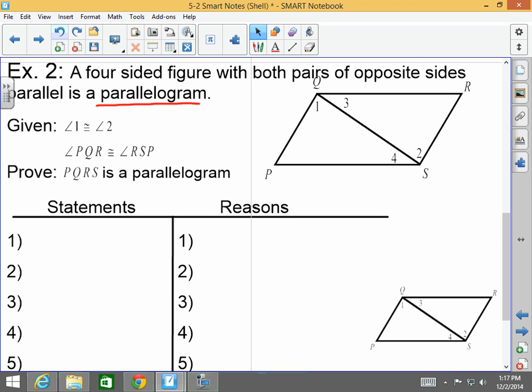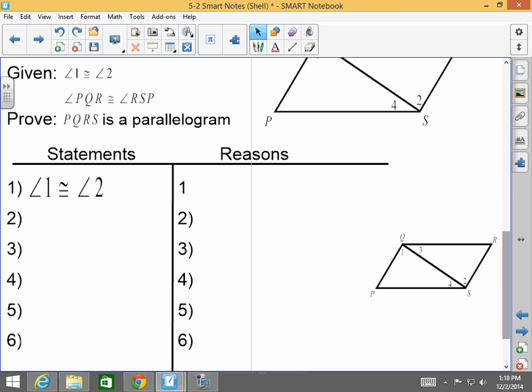I want to prove that PQRS is a parallelogram. And I give you that angle 1 is congruent to angle 2, and that angle PQR is congruent to angle RSP.